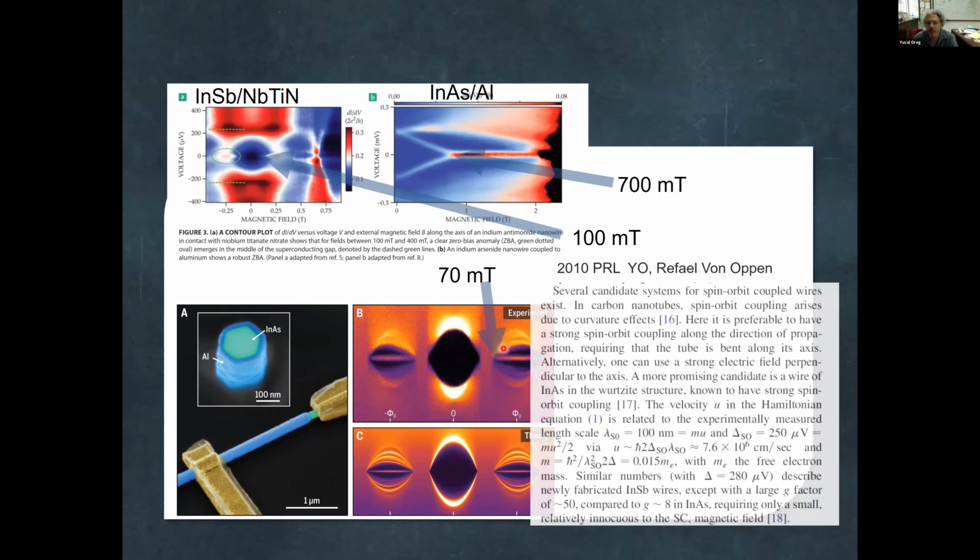Now, I just want to tell you that actually all these materials were mentioned in this paper. So the indium antimonide, the indium arsenide: the g factor was 50 for the indium antimonide. This is why you need only a very low magnetic field. You use the Zeeman field in order to produce this effect. And indium arsenide has a smaller g factor. Therefore, you need this 700 millitesla.